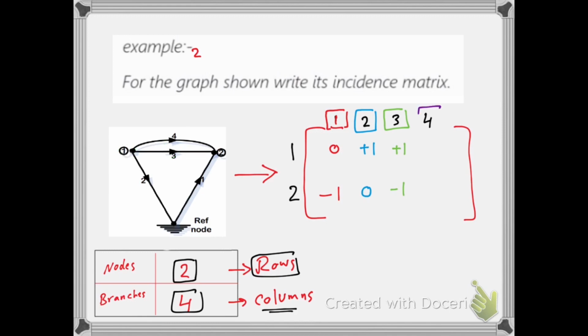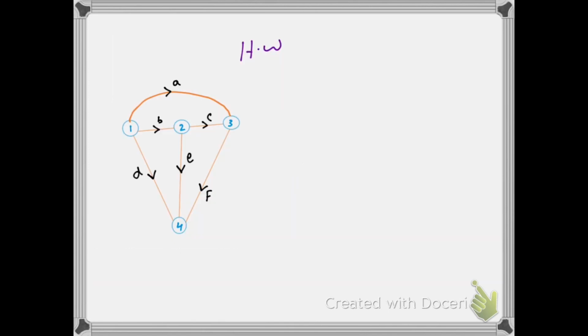Finally, let's obtain the incidence of branch 4. Branch 4 leaves node 1 and enters node 2. That means at 1 I will put positive 1, and at node 2 I will put negative 1 as well. Then here we have completed the incidence matrix.